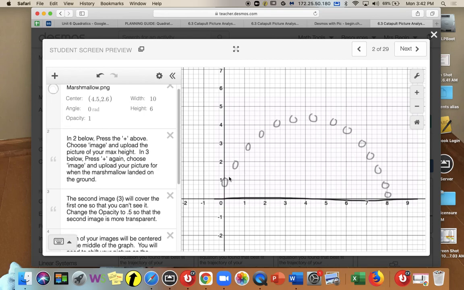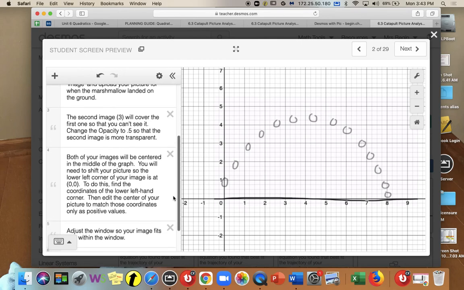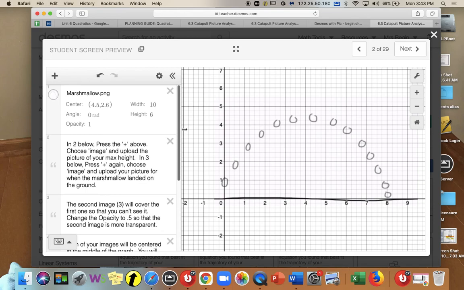All right, once you have that, we're going to take a look at matching our equations with the trajectory that we have. If you have questions in class on how to upload your picture, you can let me know. But if you don't have a picture, or if you don't like the picture that you have, you can definitely use this one right here already in your Desmos.